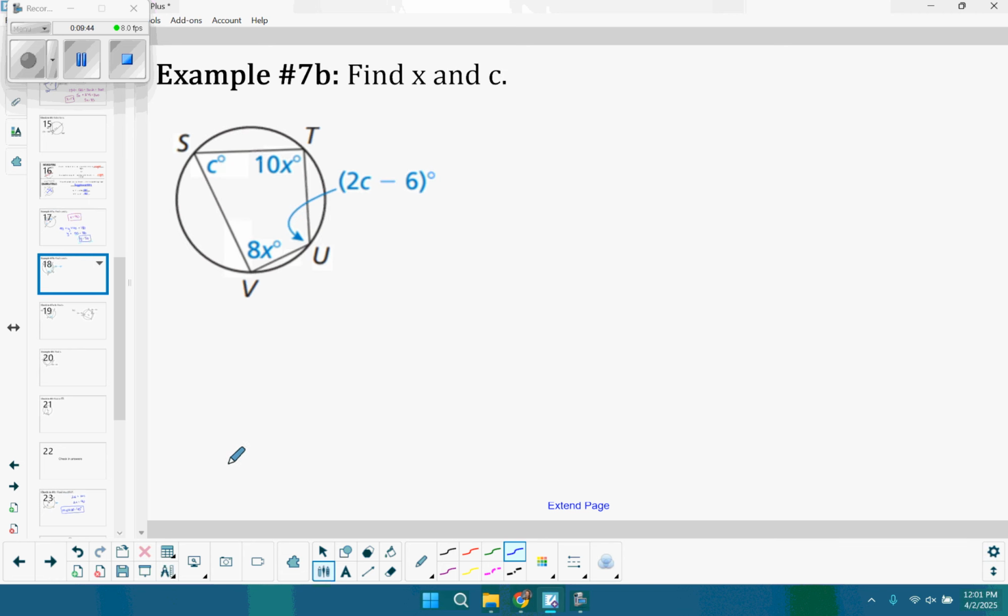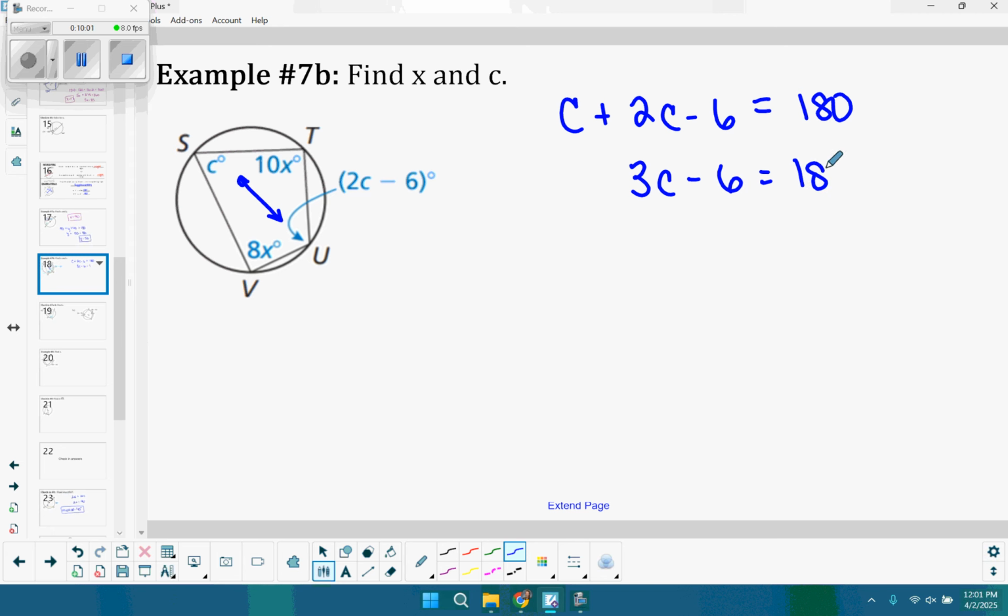Example 7b, we have a quadrilateral. So the opposite angles, the ones across from each other, will have to get added up and set equal to 180. So c plus 2c minus 6 would be 180, so 3c minus 6 is 180. Add our 6. 3c equals 186. And divide by 3. c is 62.